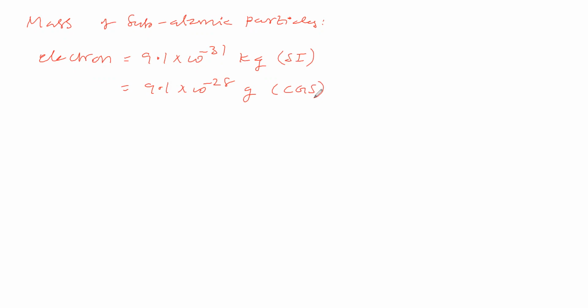Next we will see the mass of proton. The mass of proton is 1.672 into 10 to the power of minus 27 kilogram.